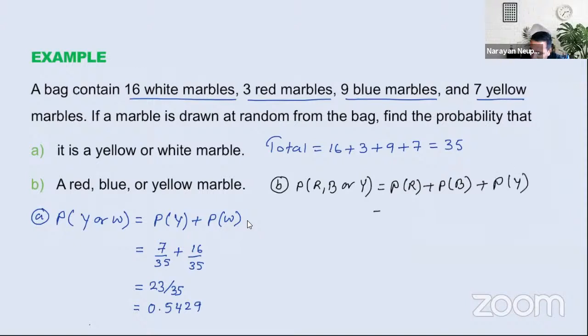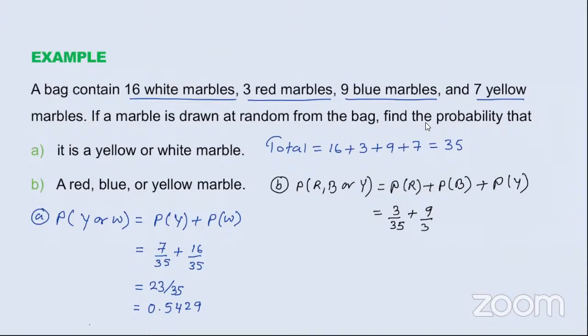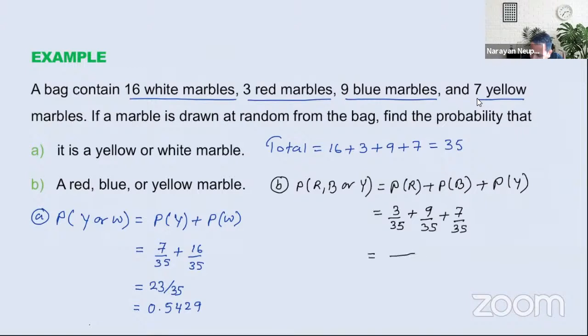Now we can write the probability of each. The probability that it will be red is 3 out of 35. The probability that it will be a blue marble: blue, we have 9 out of 35. And then the yellow marble, you can see we have 7 of them, so 7 out of 35. So we have a common denominator of 35. If you add the numerators, 3 plus 9 plus 7 is 19. So the probability is 19 over 35.